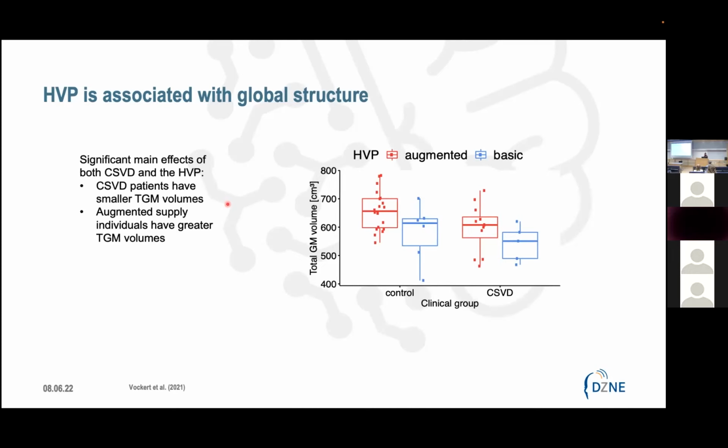Strikingly, this seeming effect extended beyond the local structures towards the global brain structure. So we also found that an augmented supply was associated with higher total gray matter volumes in the whole brain, and also CSVD patients had smaller total gray matter volumes than controls. So there were main effects both of CSVD status and the hippocampal vascularization pattern.